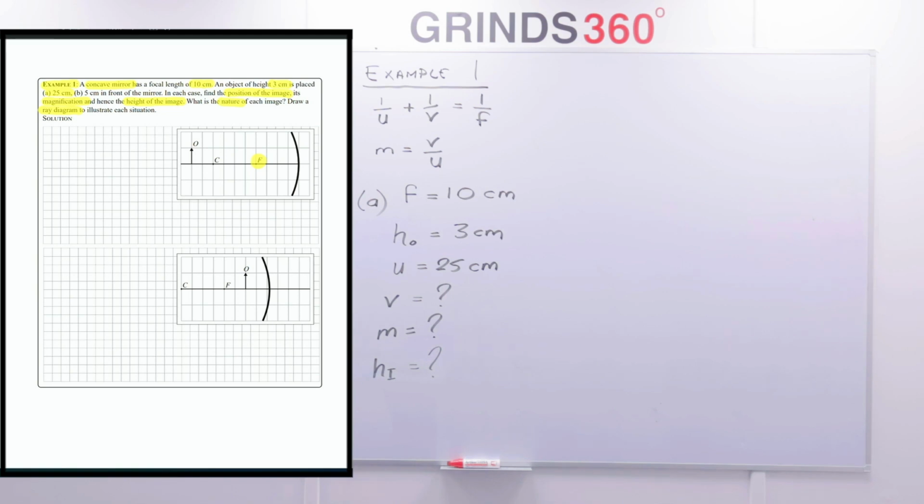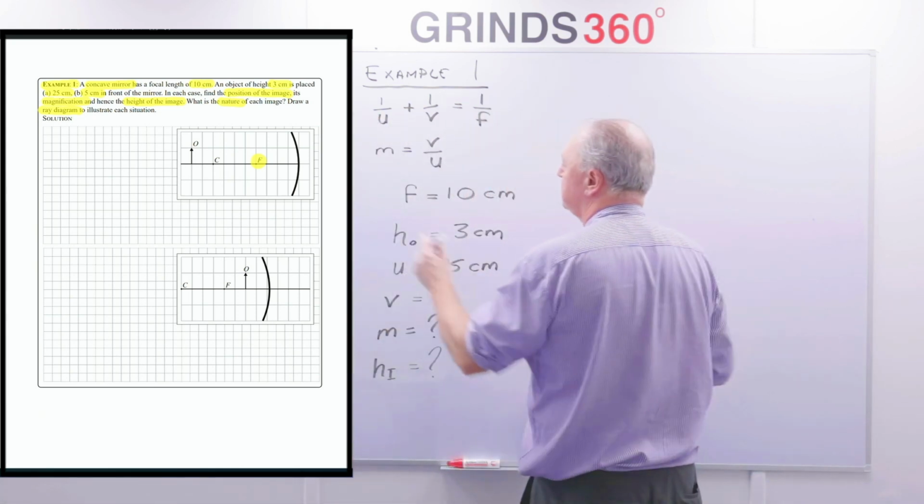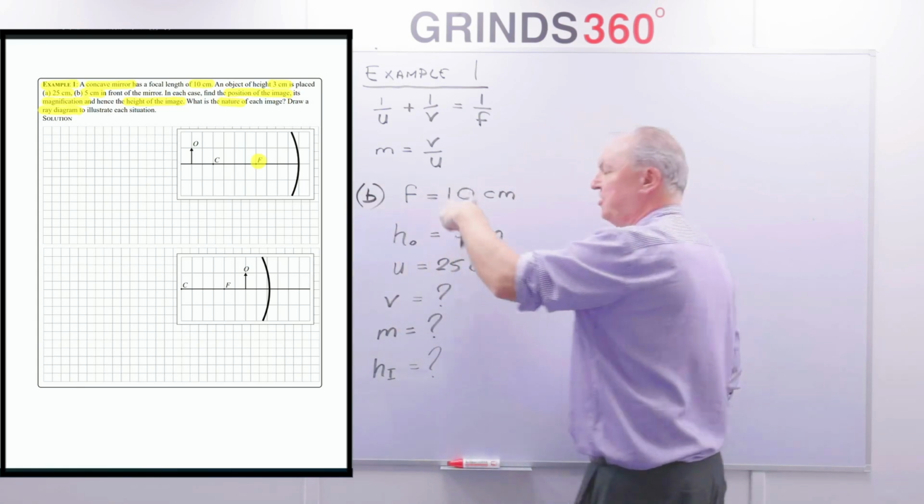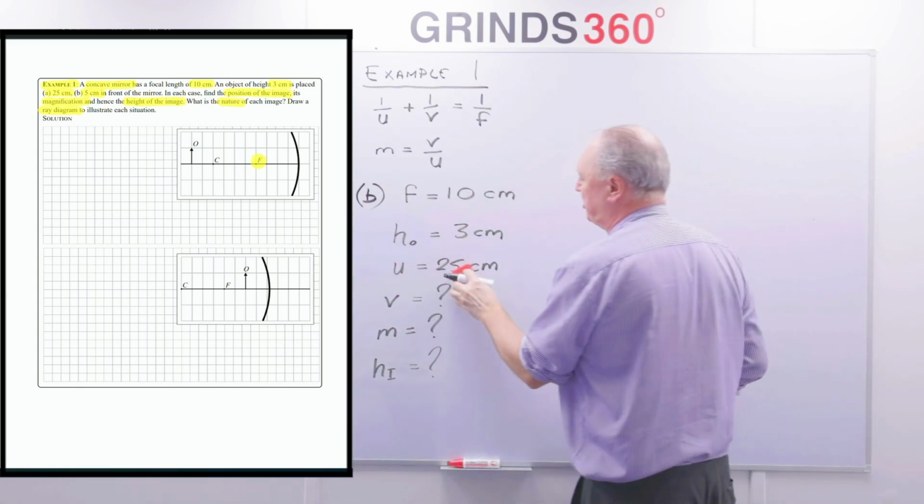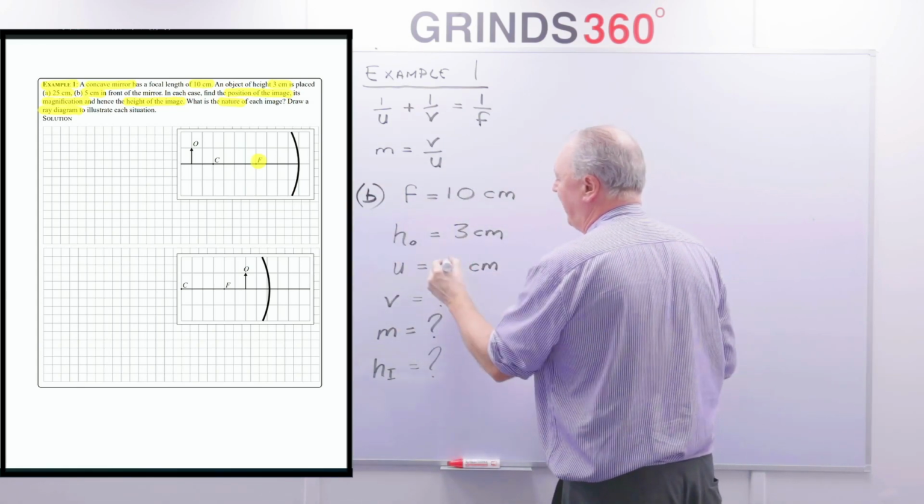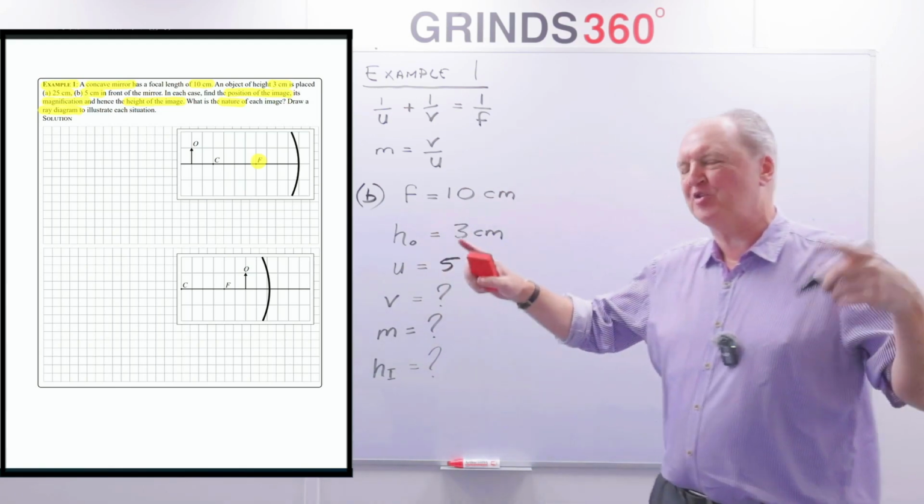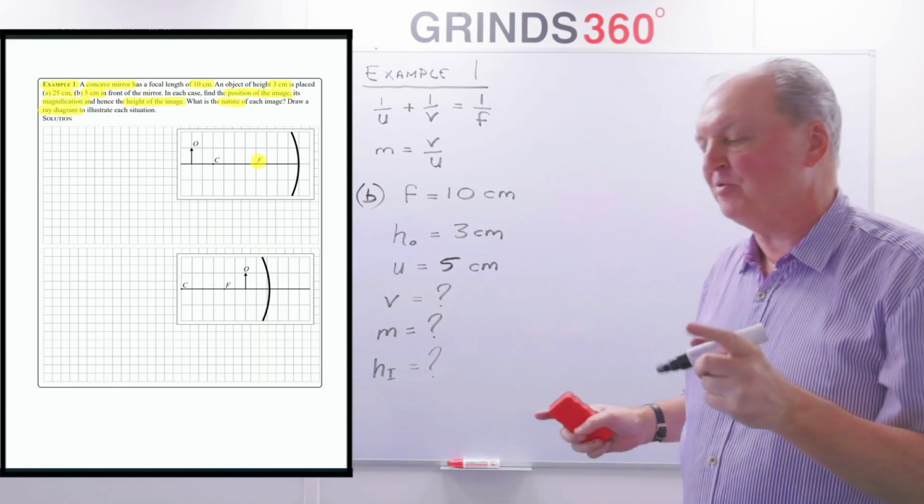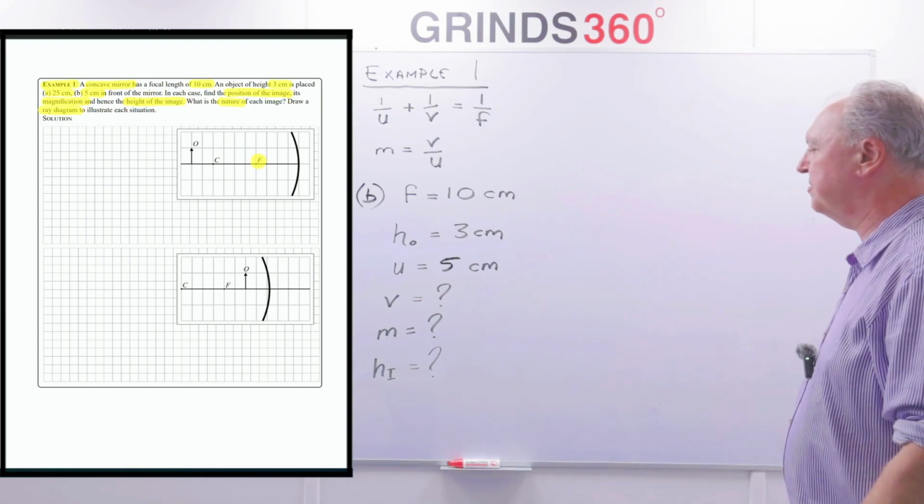So let's move on to part B. In part B, the only difference is we're now going to move the object to 5 centimeters away from the concave mirror. That's the only change. So we're now on to part B. The mirror is still the same, so its focal length is the same. What I'm changing is the u. I'm actually putting it inside the focus, and you should have some idea from drawing the previous diagrams what happens when you put it inside the focus.